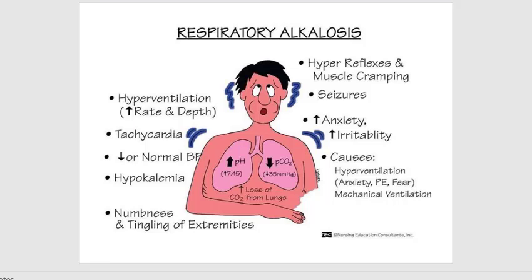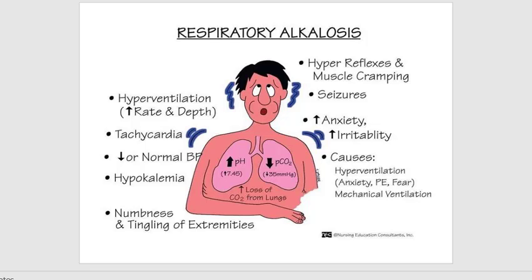Now let's look at respiratory alkalosis. This is the opposite. They're getting rid of too much CO2. Too much CO2 is going out because they're breathing too fast. Hyperventilation. That's what's happening with the alkalosis.